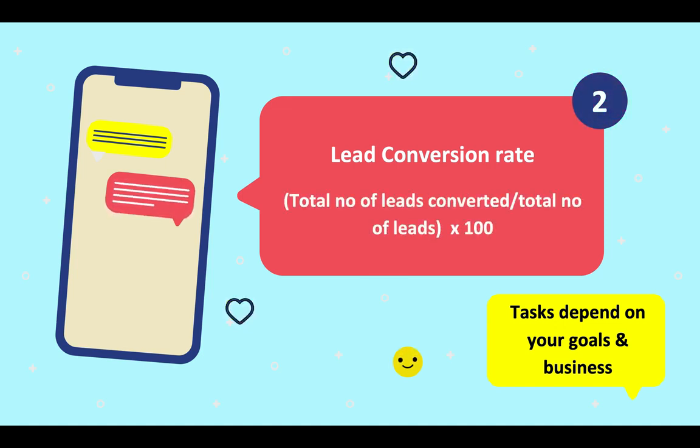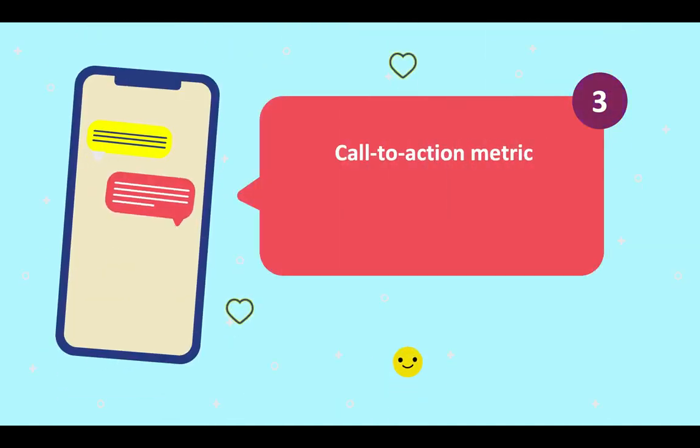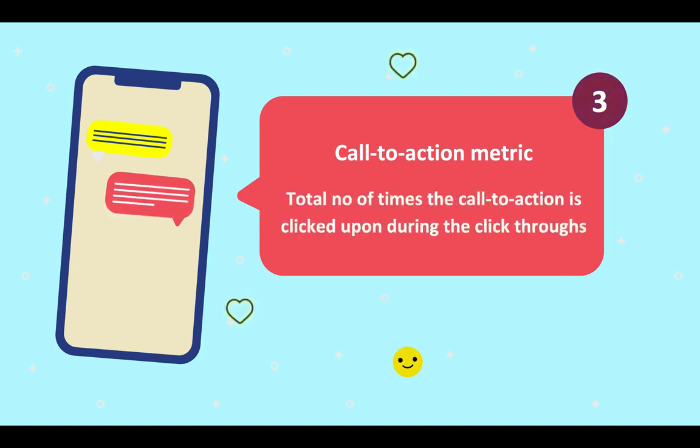by 100. In order to further understand the conversion rate, you can check out the two important metrics that go hand in hand with it. First here would be call to action. This metric will tell you the total number of times your call to action is clicked upon during the click-throughs. Don't confuse it with the total number of page visits or site views. It's the actual clicks on the call to action.